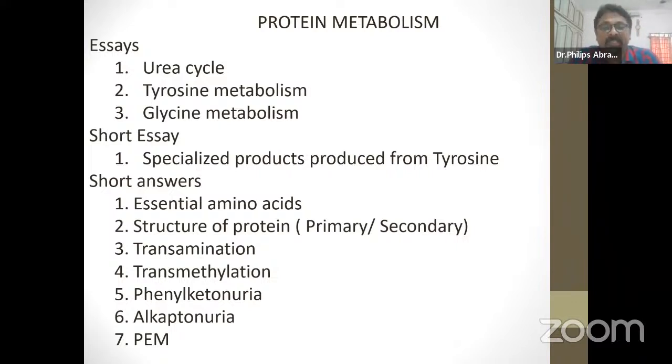Another question is the structure of protein, either the primary structure or secondary structure. And I'll tell you, long back, around 10 years before, this structure of protein itself was asked as an essay.